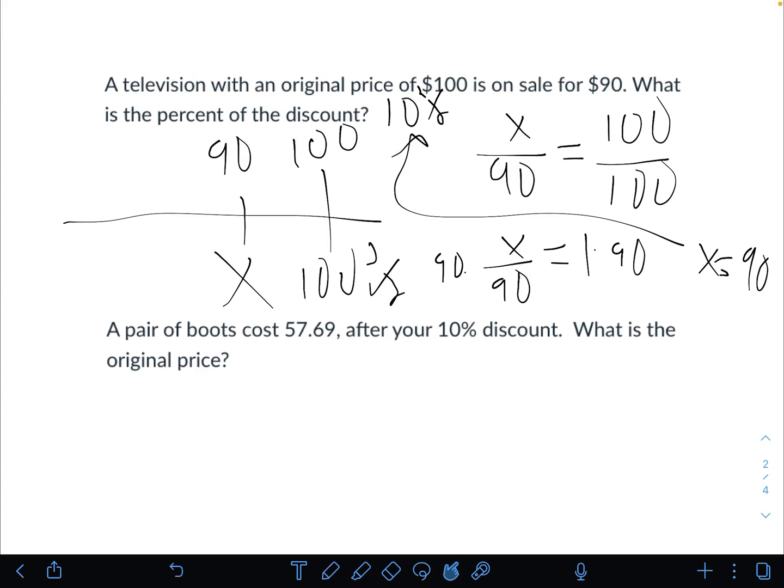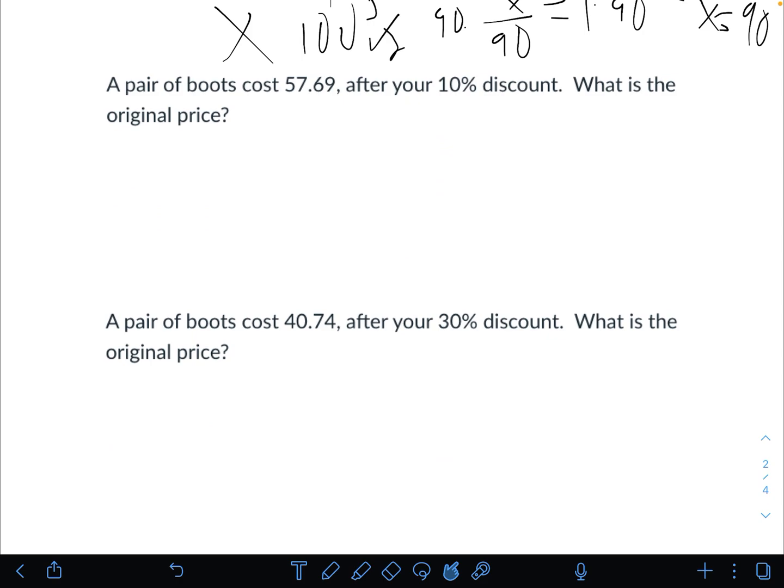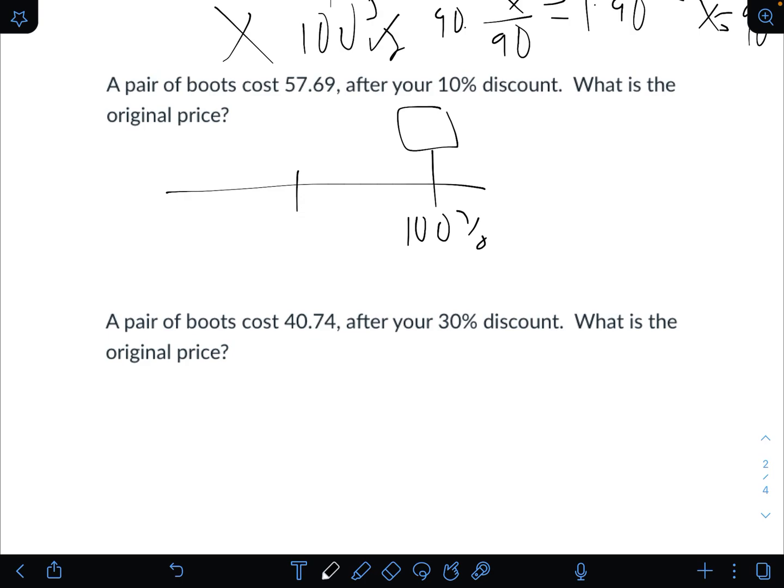Okay? Well, what if I give you this? A pair of boots costs $57.69 after your 10% discount. What's the original price? Well, so we know, well, we don't know 100%. That's what we want to find out. But we do know that when we knock 10% off, we get 57.69. Well, if we knock 10% off, what percent do we pay? Yeah, 90%.